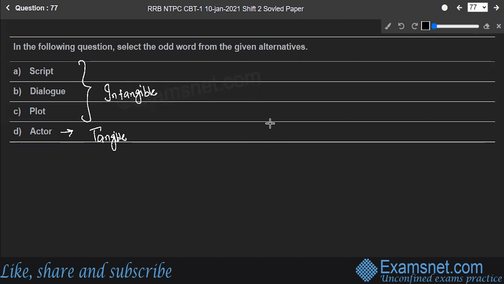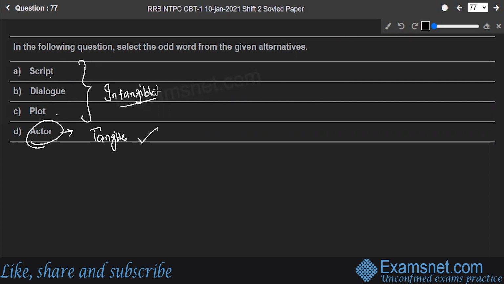So what is the difference between tangible and intangible? Tangible is something which a person can see, touch, feel, and which has a physical existence. Actors have a physical existence, whereas script, dialogue, and plot don't have a physical existence. These things, dialogues, can't be touched.